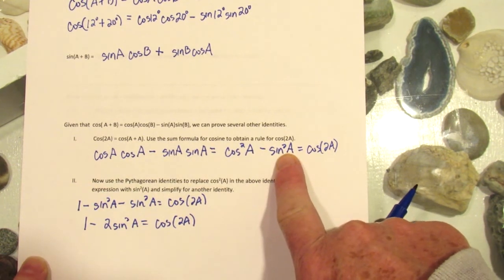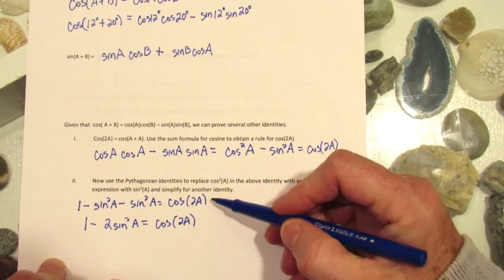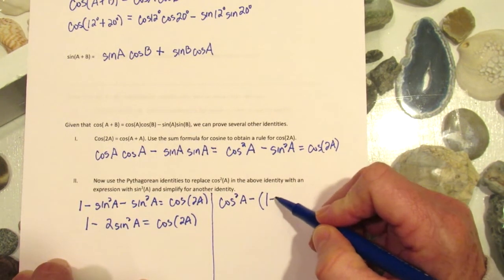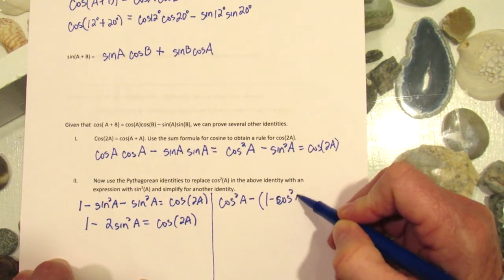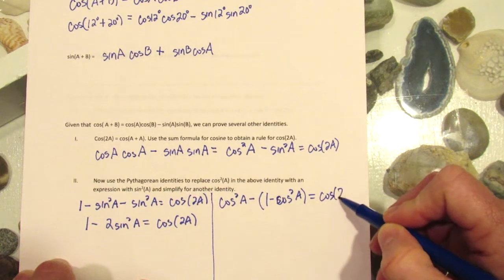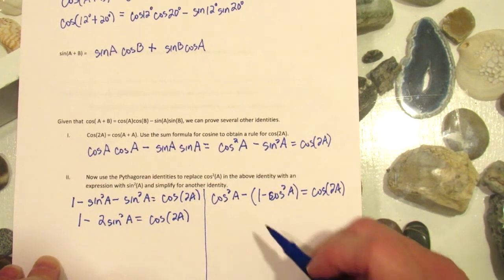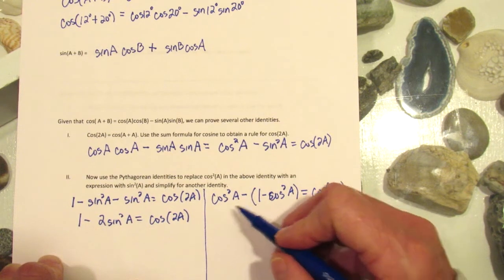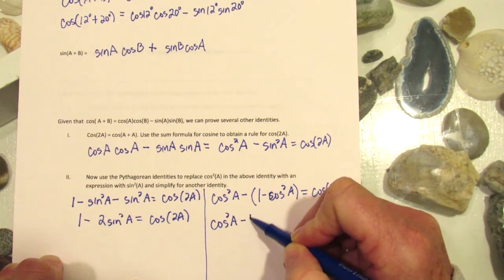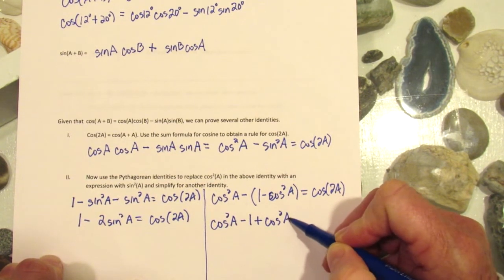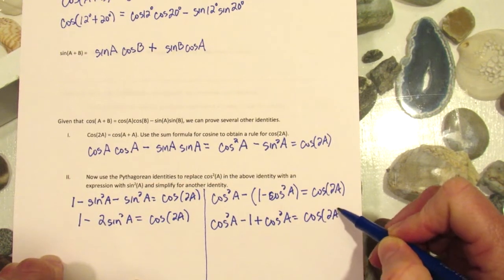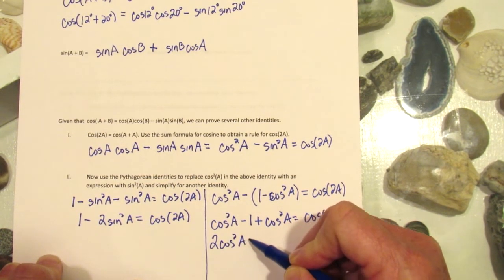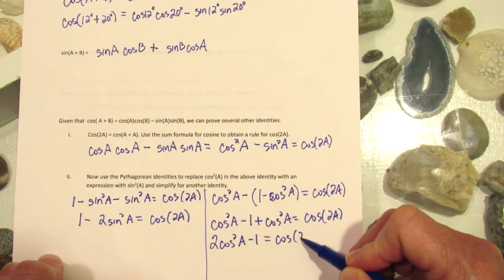Sine squared is equal to 1 minus cosine squared. So you could do the same thing and you could write down cosine squared, but then rewrite sine squared as 1 minus cosine squared. And that would equal cosine of 2A. And then if you distribute the minus sign, I'm subtracting 1 and I'm subtracting minus cosine squared. So I would get cosine squared minus 1 plus cosine squared. And notice I have cosine squared plus another cosine squared. So that gives me 2 cosine squared A minus 1 is equal to cosine of 2A.